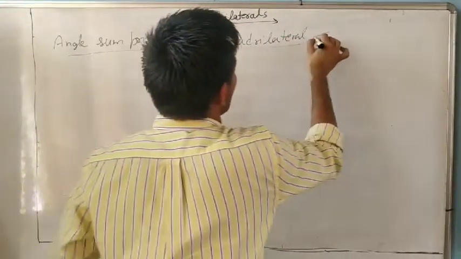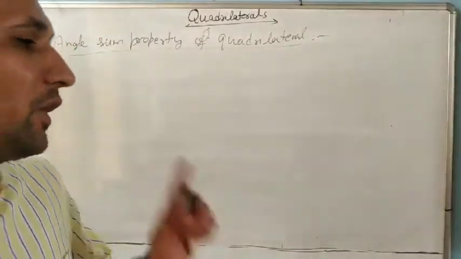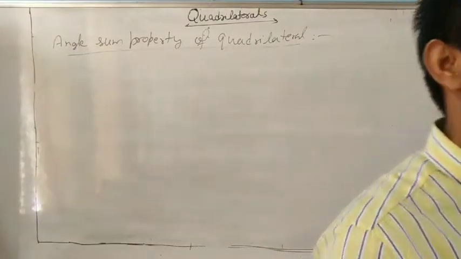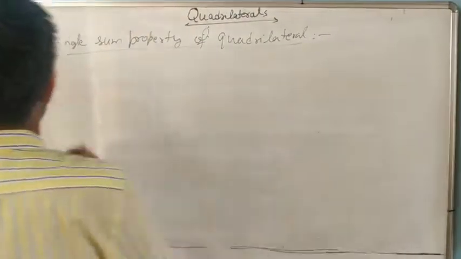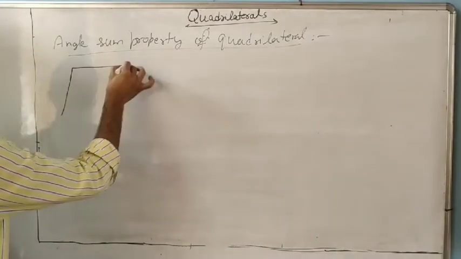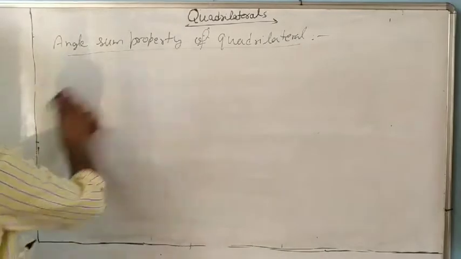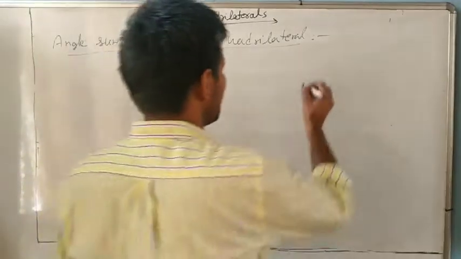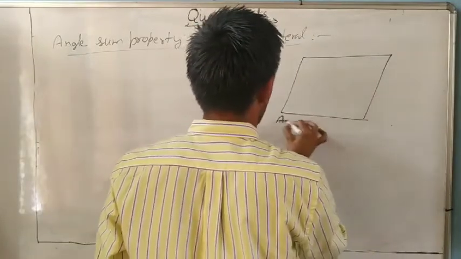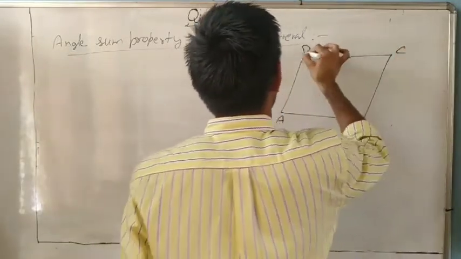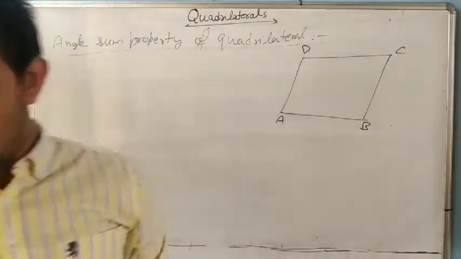What is the meaning of this? In 7th class we discussed the angle sum property of a triangle. Everyone knows the sum of all angles in a triangle is 180. Same as it is, we will find the sum of all angles in a quadrilateral. Note A, B, C, D. We have to find the sum of angle A plus B plus C plus angle D, how much it is.